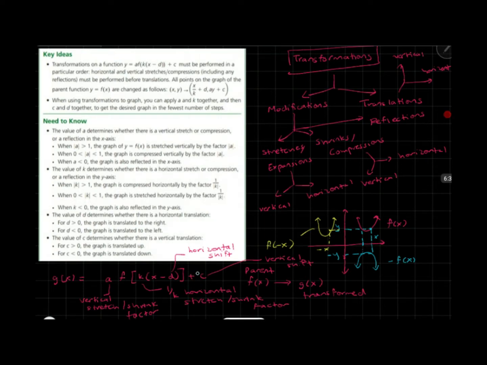Conversely, for c, this is a vertical shift. If c is greater than 0, then the graph is shifted c units up. And if c is less than 0, the graph is shifted c units down. Okay?